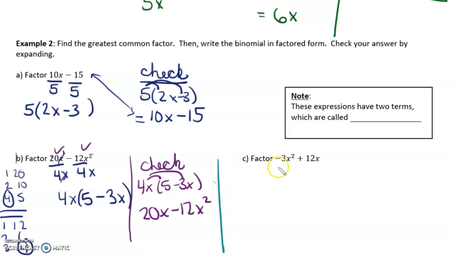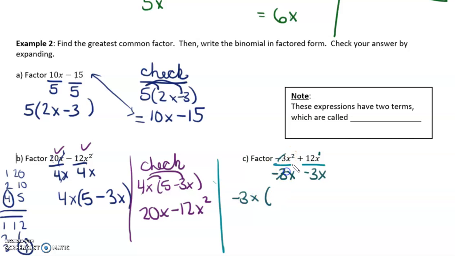Okay, last one. Factor negative 3x squared plus 12x. Well, in my head, I'm like, okay, negative 3x squared. 3 is a prime number, so the biggest number that we can pull out is the 3. And we are going to do that because 12 divides by 3. Okay, and then x squared and x to the 1, we're going to pull out an x. So we get negative 3x bracket.